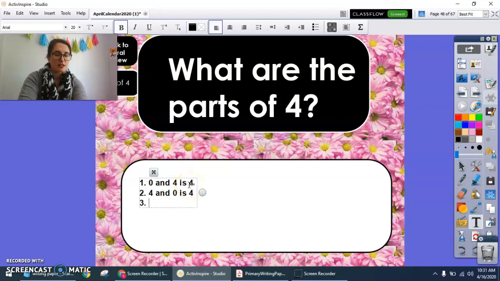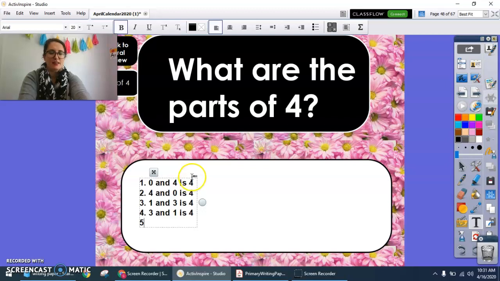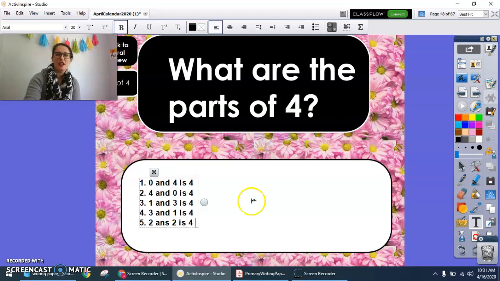All right. Our next one, we're going to move into using 1 as our first number. So 1 and 3 is 4. And then we're going to flip-flop those 2. So number 4 is going to be 3 and 1 is 4. And then our last one that we cannot flip-flop because both of them are the same is 2 and 2 is 4. Awesome, boys and girls. I hope that you got all of those parts of 4. I'm sure that you did because you've been working so hard.